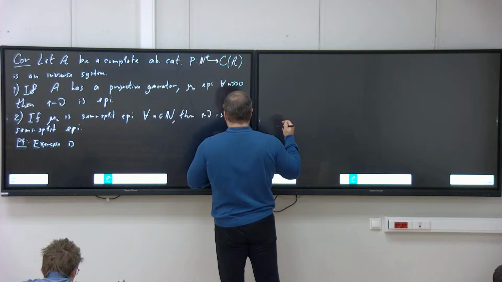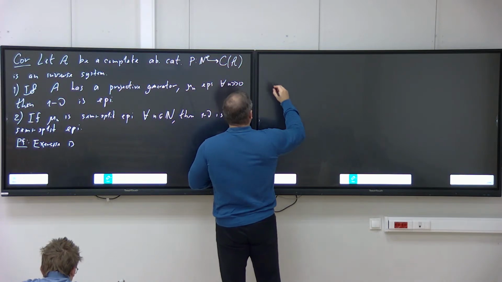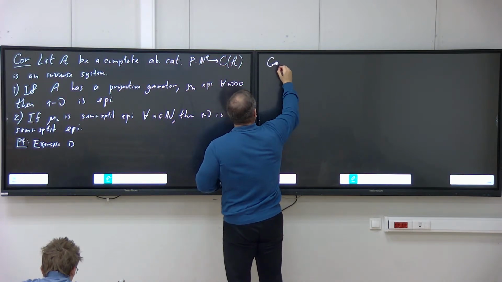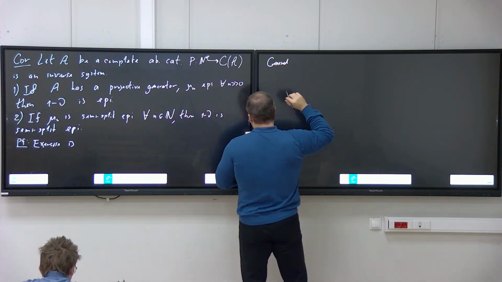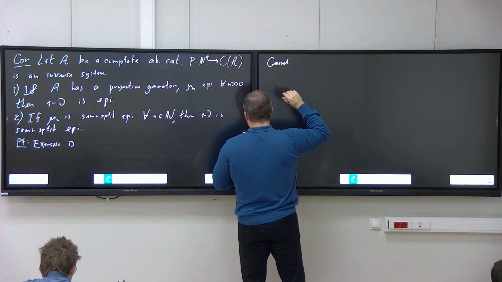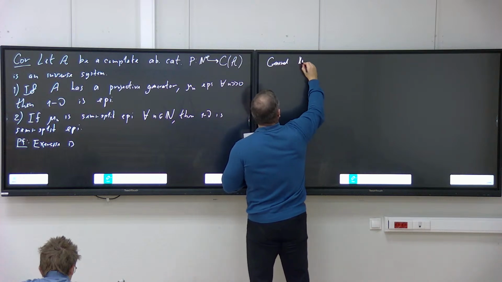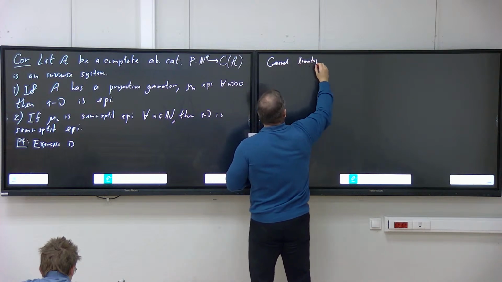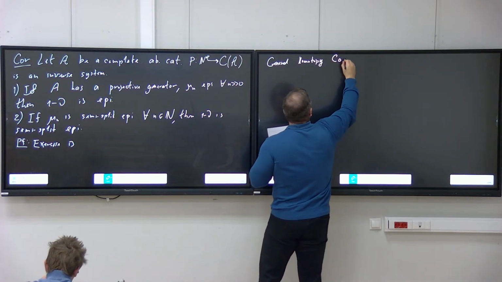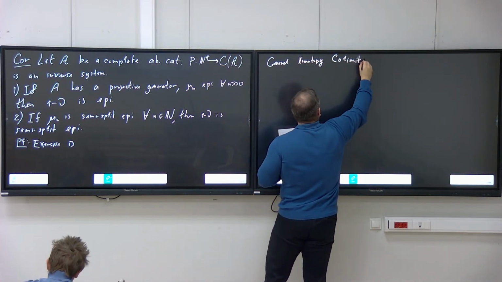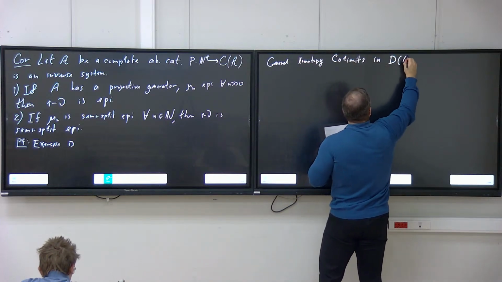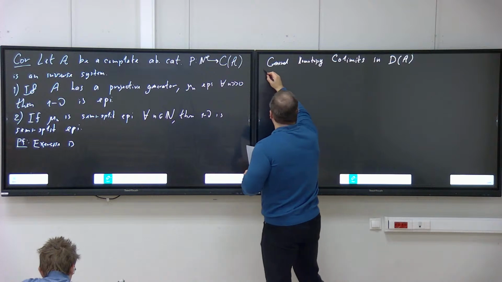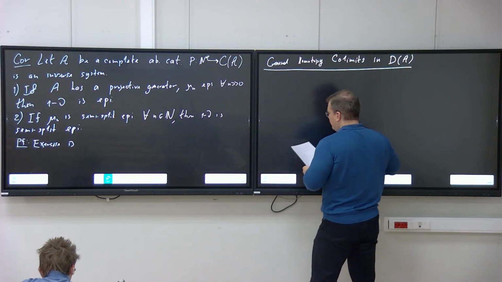Okay. So the last thing that I want to discuss in this chapter, or in this last section of this chapter, is general homotopy limits in the derived category of an abelian category.